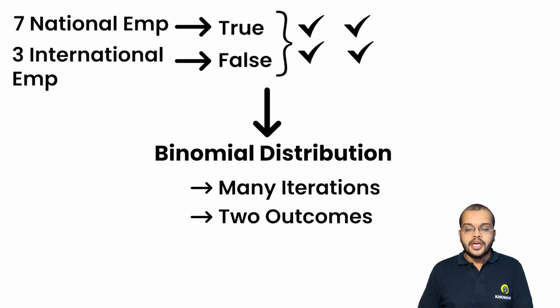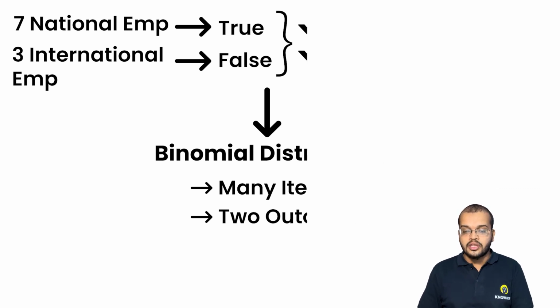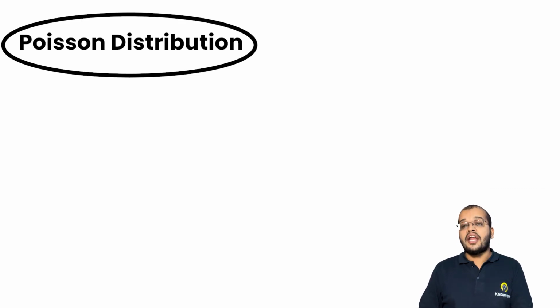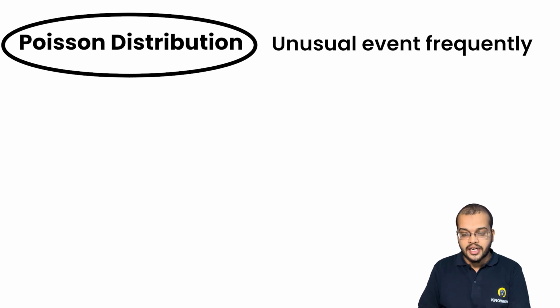Now let's walk into another type of distribution that we have, which is the Poisson distribution. I'm not talking about the Poisson that we generally know, this is the Poisson distribution in math. What exactly is this Poisson distribution telling us? We use this Poisson distribution to test how unusual an event frequently occurs in a given interval. So for this, let me give you a simple example.